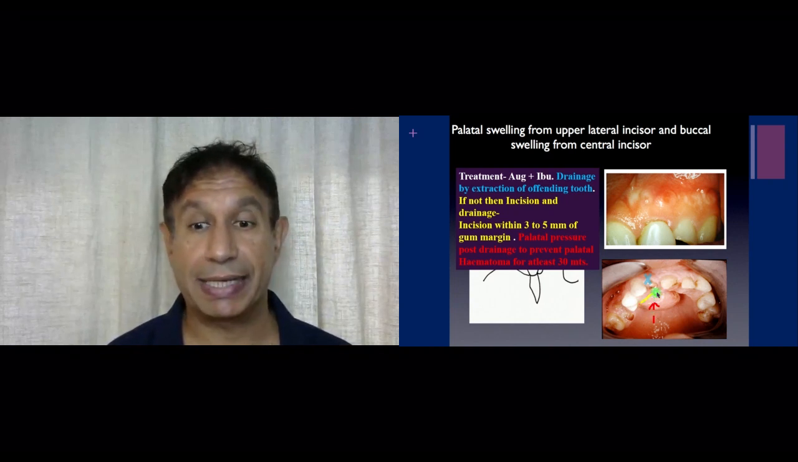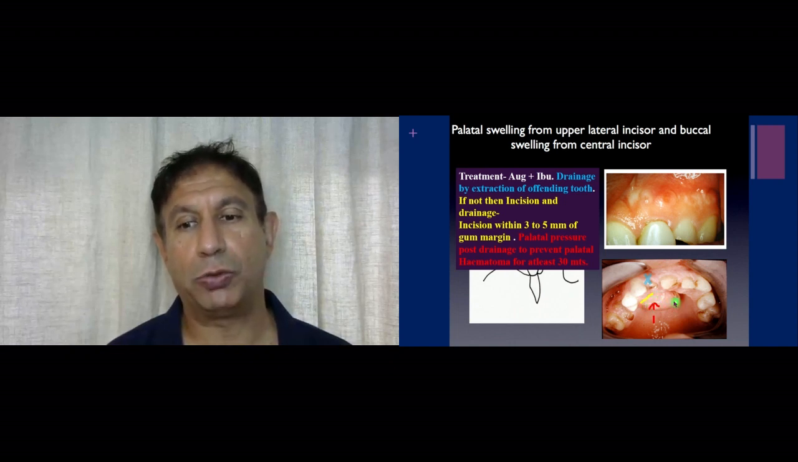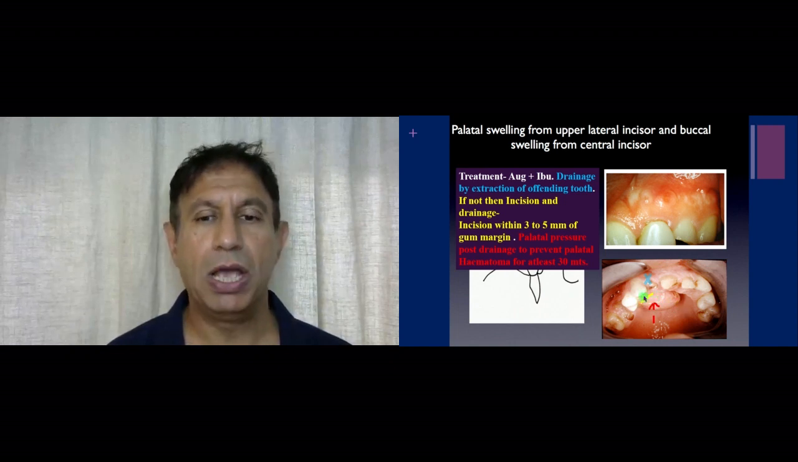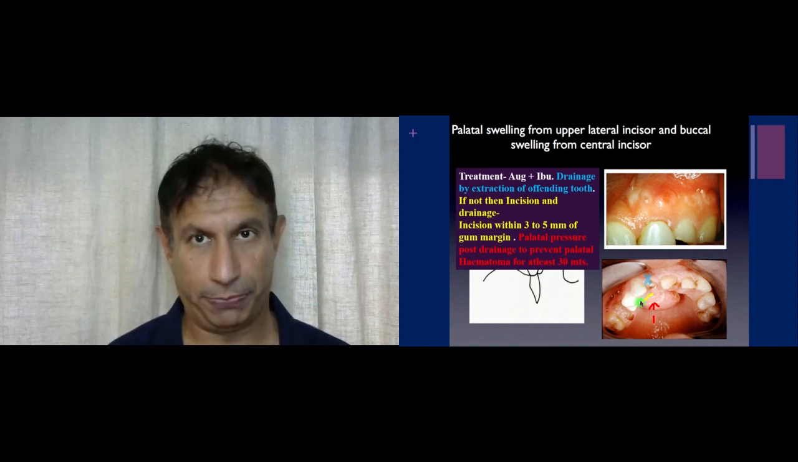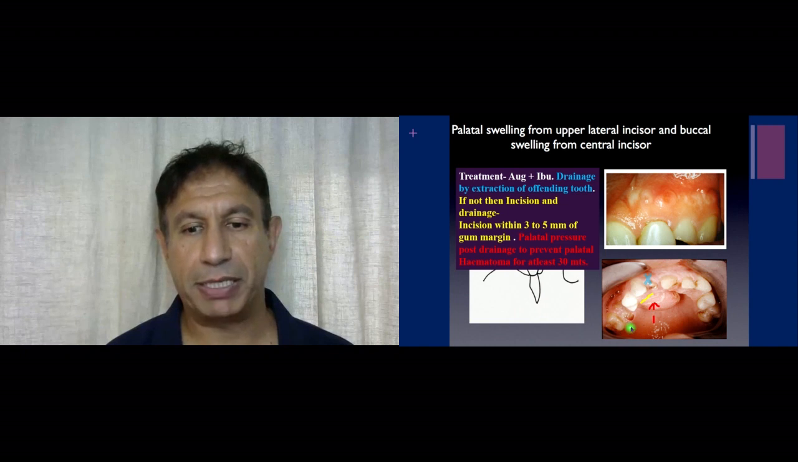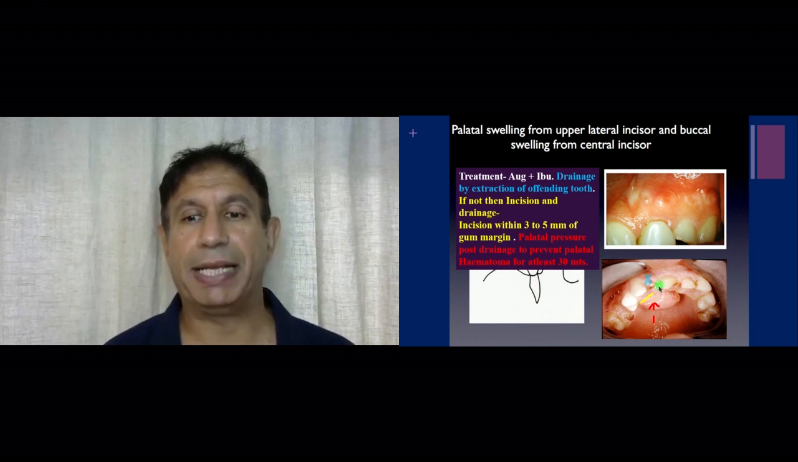If you want to incise and drain this palatal abscess, the incision is done on the tooth half of the swelling. So it is done within 3 to 5 millimeters of the tooth. If there's an abscess here, you do it 3 to 5 millimeters from this tooth. If there's an abscess here, 3 to 5 millimeters from this tooth. It's done towards the tooth half of the swelling, except in the midline.